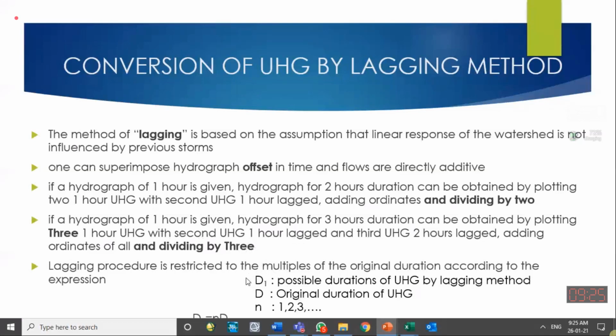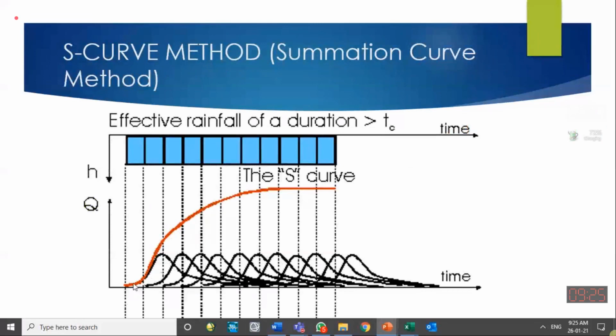So this is the lagging method, and lagging is shown over here. This is the original unit hydrograph. This is the lagged unit hydrograph of the same storm duration. This is the lagged unit hydrograph for 2 hours or 2 time periods. This is the next lag. This is the next lag. When we say plot them together, it means plot these two together. And then we say add the ordinates.